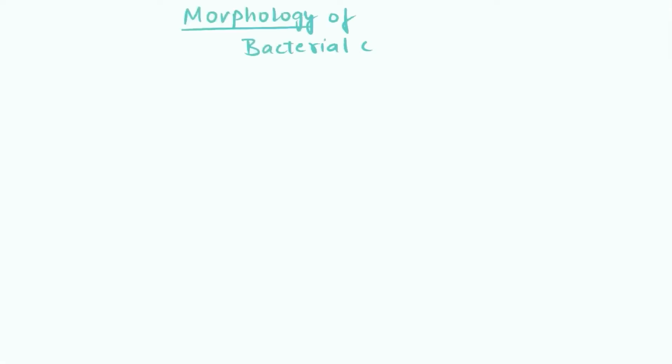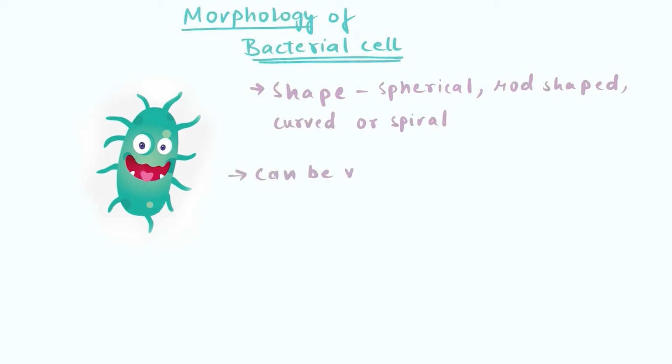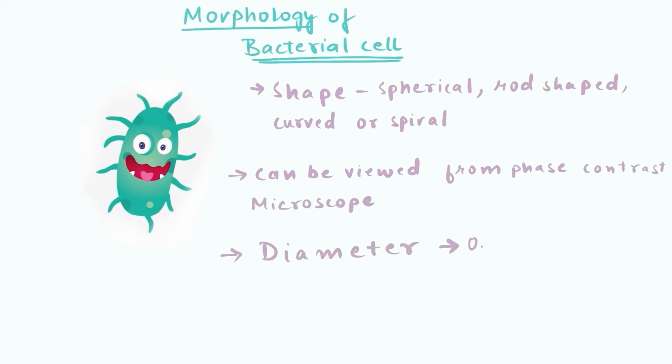Now, morphology of bacterial cell. Shape of bacterial cell can be spherical, rod, curved, or spiral. They can be viewed with a phase contrast microscope. Their diameter ranges from 0.2 to 15 micrometer and length from 1 to 6 micrometer.